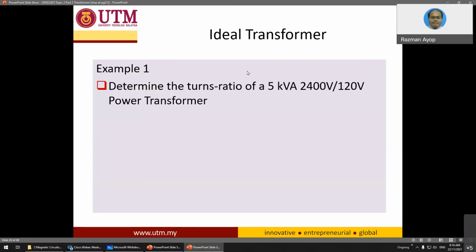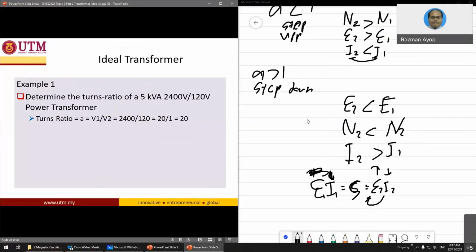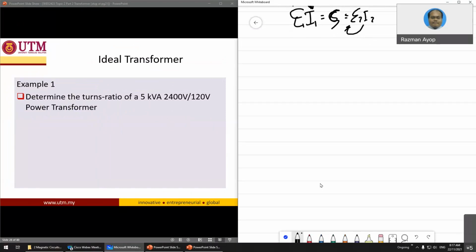So, ideal transformer example one: determine the turn ratio of a 5 kVA, 2400 volt to 120 volt power transformer. So how to do this? Determine the turn ratio. Remember the formula? Make sure you also try the examples for practice.